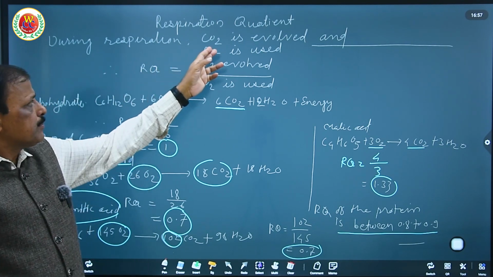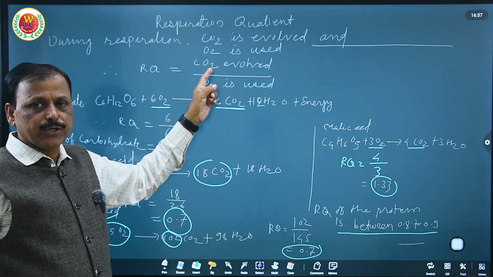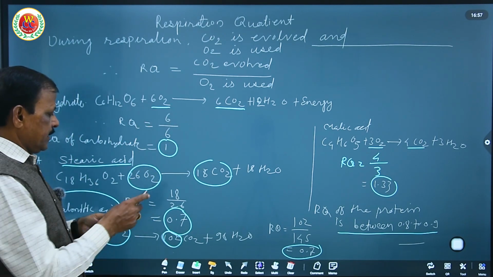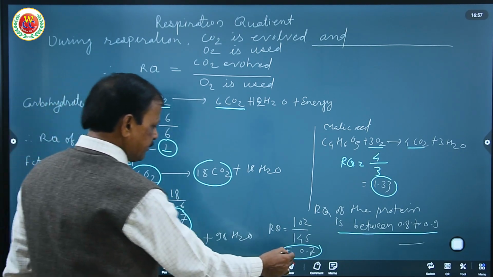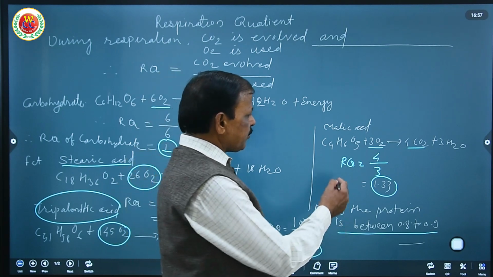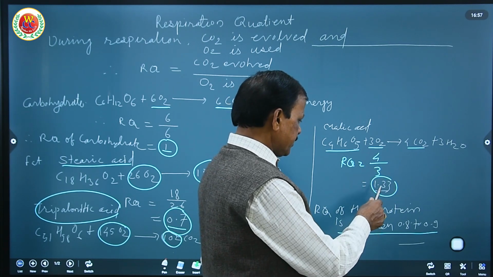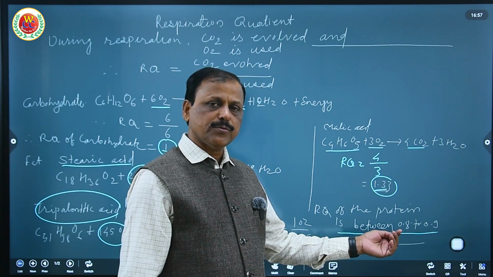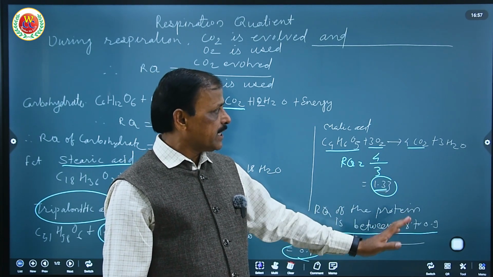During the respiration process, carbon dioxide is evolved and oxygen is used. The ratio of CO2 evolved to oxygen used is called the respiratory quotient. Respiratory quotient of carbohydrate is 1. Respiratory quotient of fat is less than 1, 0.7, which we understood by two examples, oxidation of stearic acid and palmitic acid. Respiratory quotient of organic acid, malic acid as an example, is more than 1. And respiratory quotient of protein is always between 0.8 to 0.9. So remember that directly, instead of writing any protein molecule and oxidation reaction.